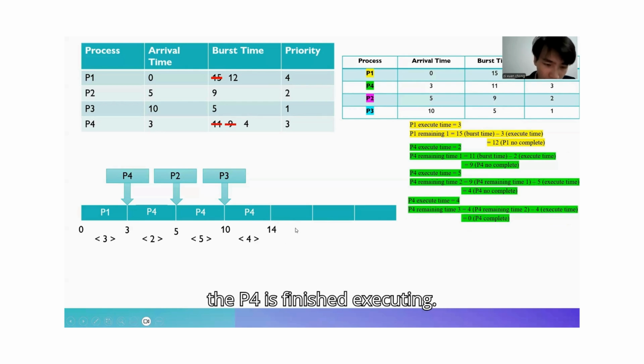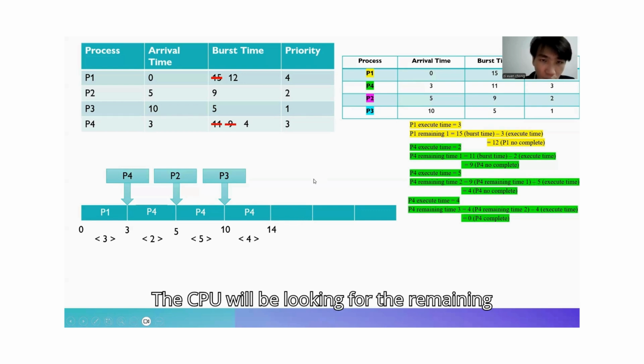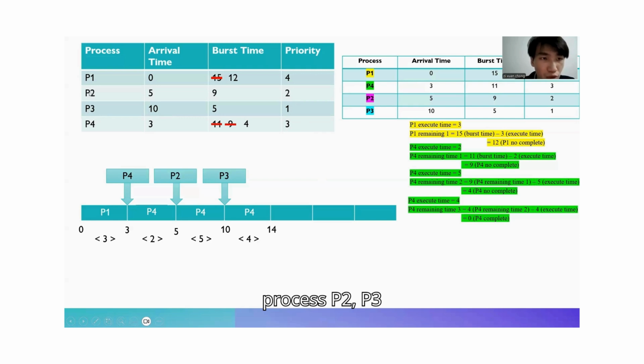Now P4 has finished executing. The CPU will look for the remaining processes P2, P3, and P1. The CPU will find out which has the shortest burst time. The shortest burst time is process 3. So process 3 will continue processing at time 14.